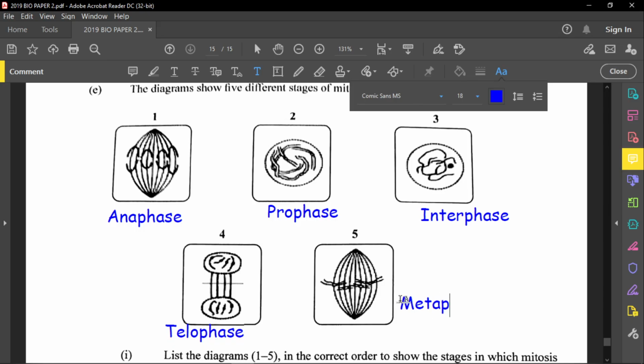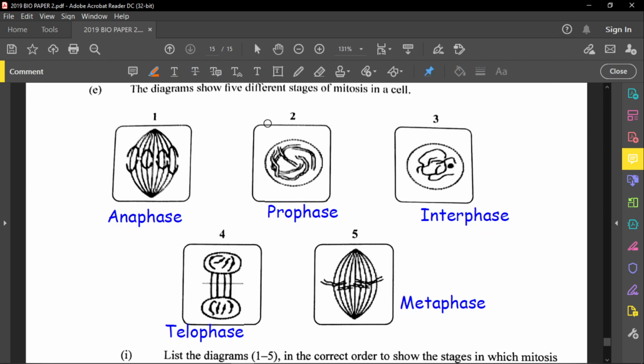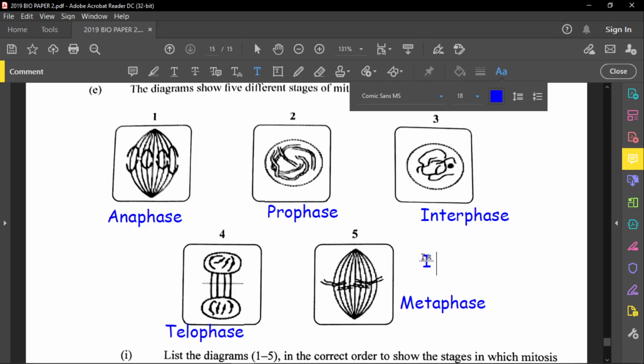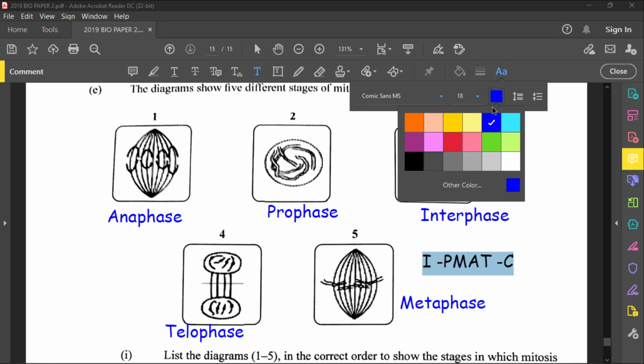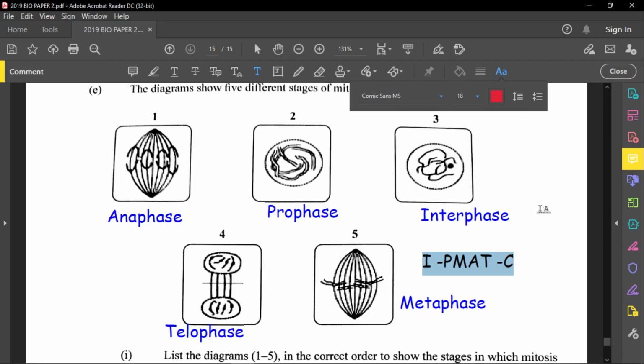Okay, and so remember it is IPMAT, and then after the telophase you have what they call cytokinesis. So it's something for you to always remember. Let me just put it right here real quick. For mitosis, you have the interphase first, and then after interphase you go to PMAT, which is prophase, metaphase, anaphase, telophase, and after the telophase, you have what they call cytokinesis. So you got a C right there. So just make a note that that's the order in which cell division takes place. All right, very important.